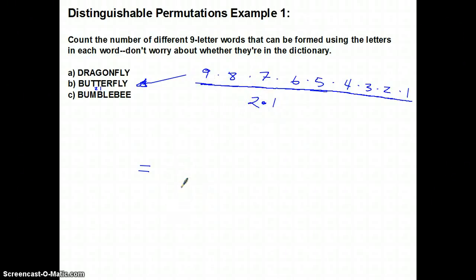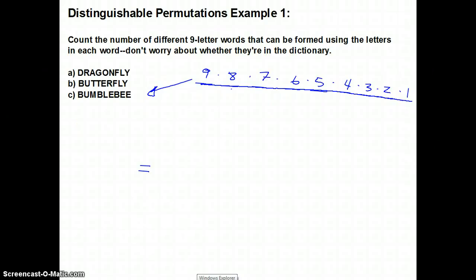We haven't talked about factorials yet. We will talk about that. Divided by the number of ways which we can arrange the 2 T's, 2 times 1. And so this represents the number of ways which we can arrange butterfly. Of course, I'm not getting the final answer here, but hopefully you guys are getting the point. Let's look at this last one here.